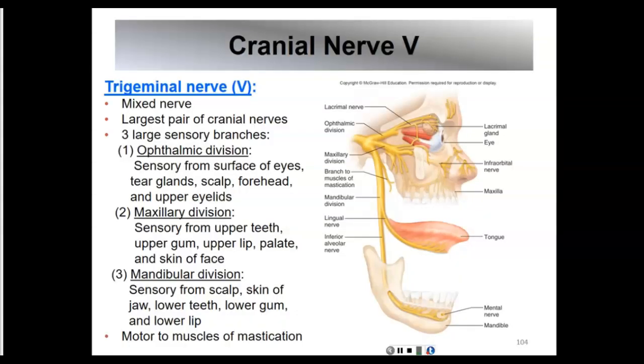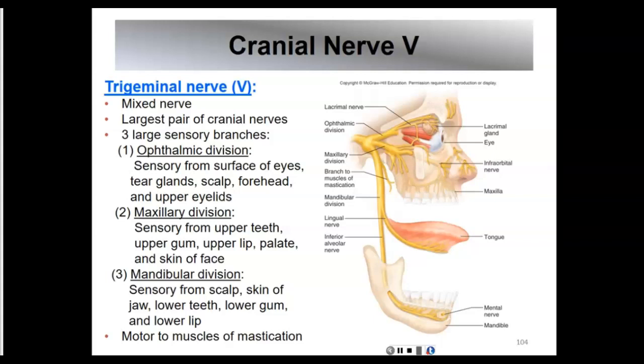Number 5 is trigeminal, and it's a big one. It has 3 parts to it. It's a mixed nerve. It's the largest pair of cranial nerves. Number 1, or the top part of it, is the ophthalmic division, going to the surface of the eyes. This is sensory, and tear glands, scalp, forehead, upper lids.